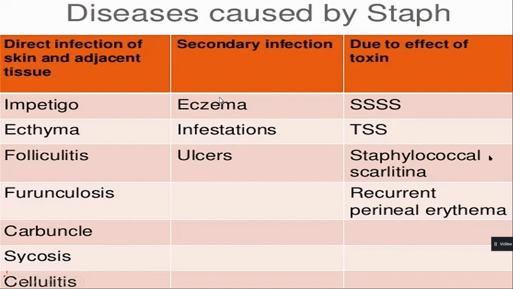So if you find this option, you can choose eczema or ulcer or infestation. If you find scalded skin syndrome, it's because of the effect of toxins. It can be an option in the exam, so you can choose toxic shock syndrome. If you find it, you can choose because of toxin. Okay, scarlet fever also can be because of the toxin of staph.